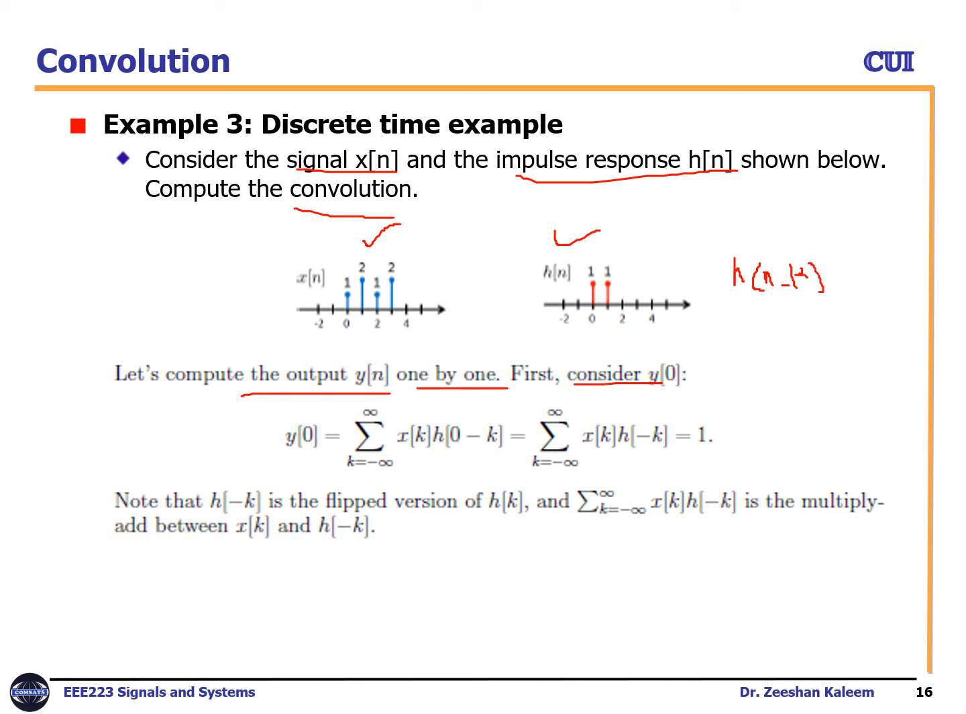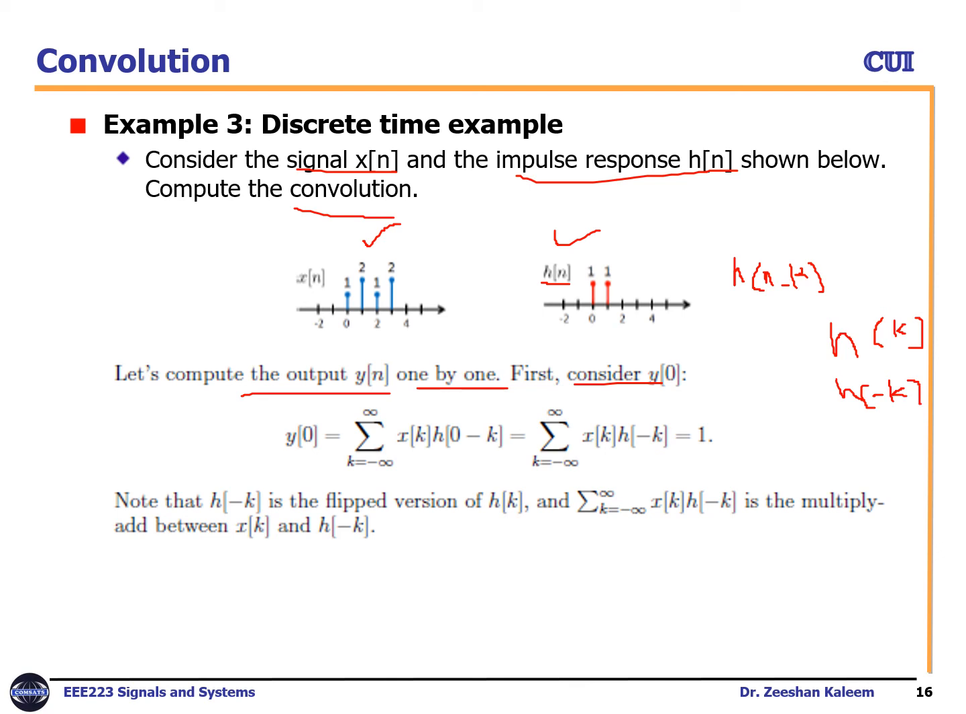So first we have to change the variable here from n to k, so it becomes h of k, right? H of k. It will look the same, but only the x-axis becomes k instead of n. Then we need h of minus k, right? H of minus k, which will be the flipped version of this one, right?